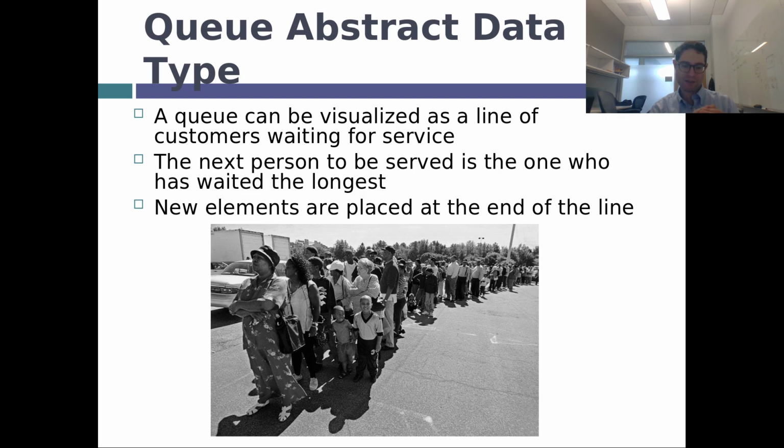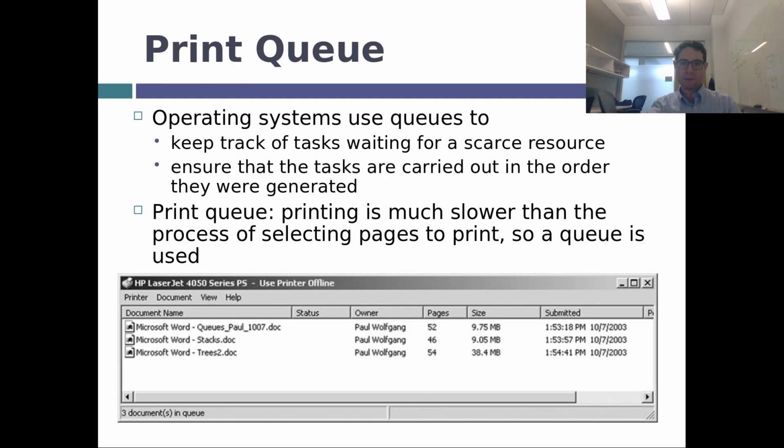A way to view it, if we're looking at our linked list again, is that we're going to add on to the end of the list, and we're going to remove from the front. So always constant time operations there. Operating systems use queues to keep track of some kind of resource that you can't always access, like a printer, and then to ensure that tasks are carried out in the order that they are generated.